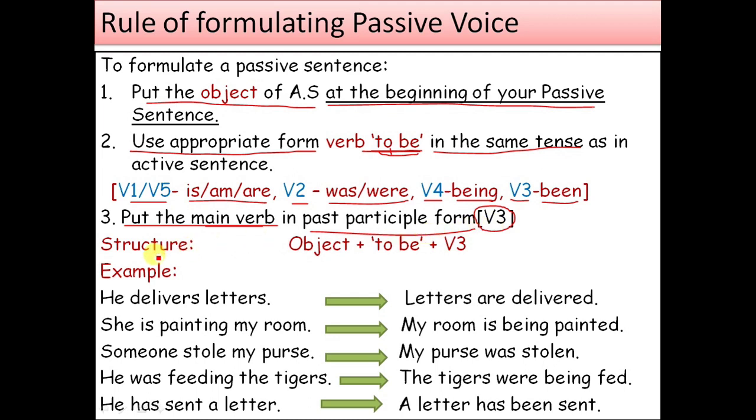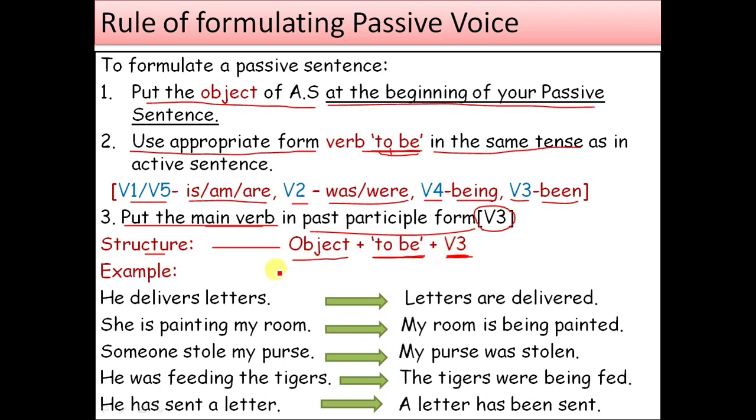So now the structure of formulating passive voice is object, and then to be verb in its appropriate form, meaning is, am, are, was, were, has or being or been, and then V3. The main verb should be changed into V3. Object, appropriate to be verb, and V3.